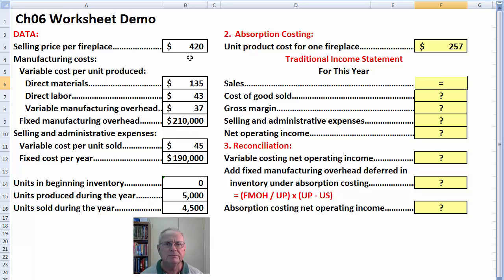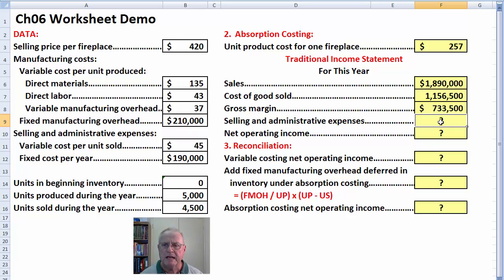The sales is that number times units sold during the year. Cost of goods sold, the unit product cost times the units sold during the year. Our gross margin is sales minus the cost of goods sold.